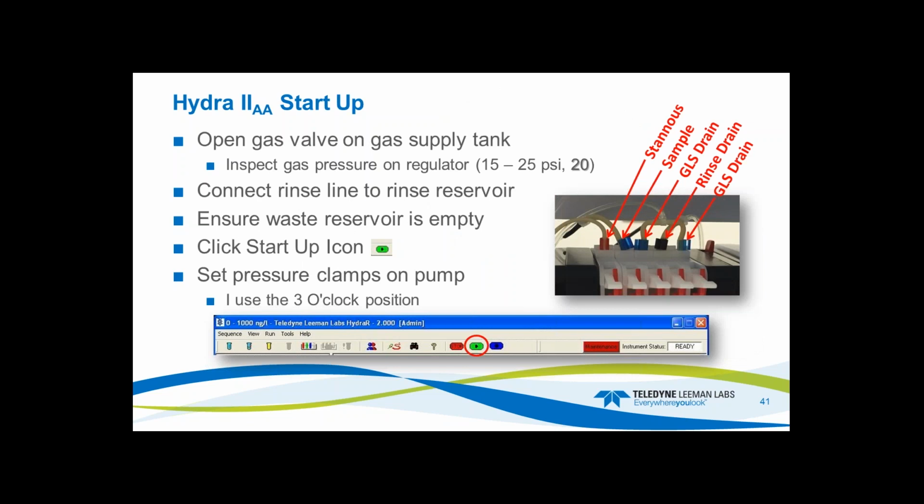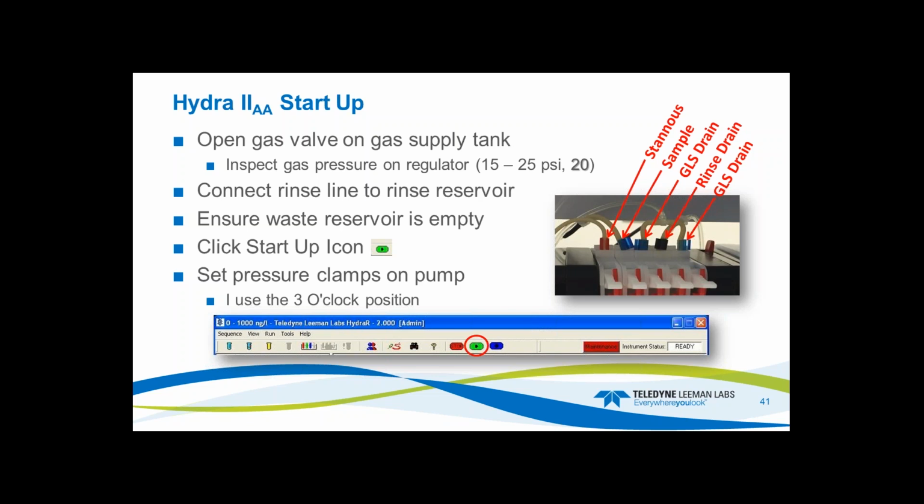Start up. Open the gas valve on the gas tank, inspect the gas pressure on the regulator. 15 to 25 psi, 25 is max, I recommend about 20 psi. Connect the rinse line to the rinse reservoir bottle. Ensure the waste reservoir is empty, and click the startup icon.